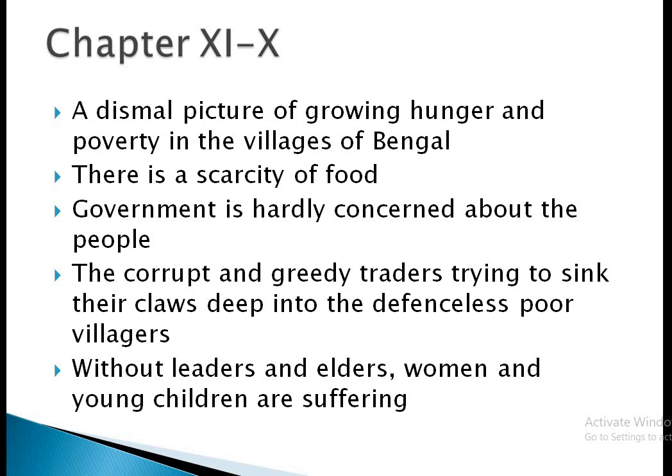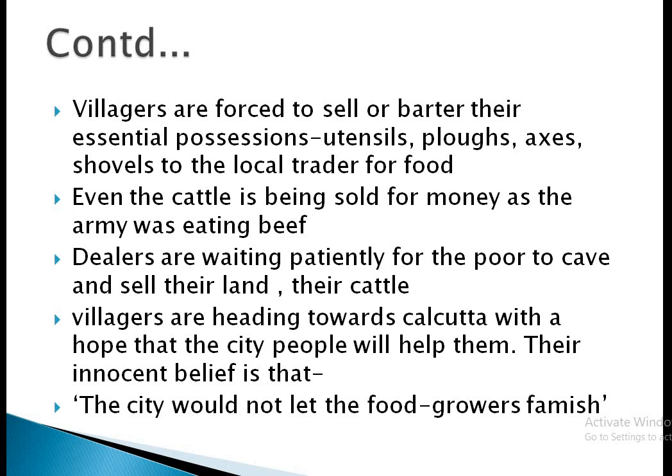And at this point, because of the Quit India movement and the civil disobedience, most of the leaders and elders are in prison. Women and young children are suffering without the guidance of these leaders and elders. The fields are suffering because there are no elderly people. The men are not there to look after the needs of their family. Villagers, therefore, are forced to sell or barter their essential possessions. Utensils, plows, axes, shovels, they are being traded for food. Even the cattle is being sold for money because the army needs to eat beef.